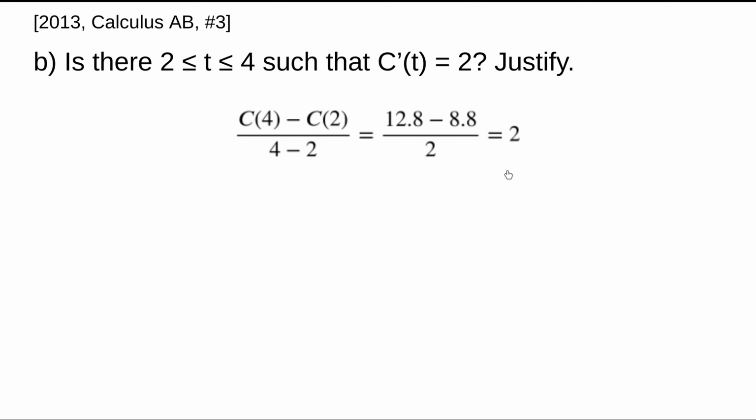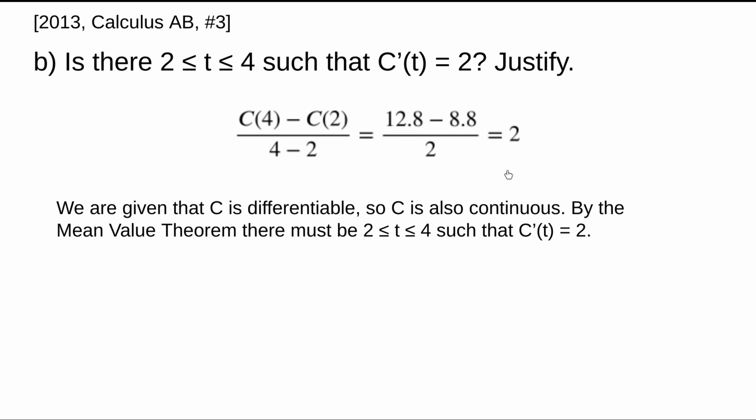C of 4 minus C of 2 over 4 minus 2, 12.8 minus 8.8 over 2, does turn out to be 2, and since C is given to be differentiable, we know we can use the mean value theorem and rely on its conclusion. So by the mean value theorem, which you do not need to state, you have to verify that C is differentiable, and then you have to show the work that the mean value theorem would entail, but you do not need to cite the mean value theorem specifically. However, since this work does produce a value of 2, yes, there is a value of t somewhere between 2 and 4 such that C prime of t is equal to 2.